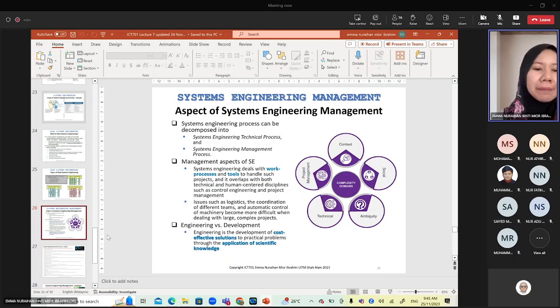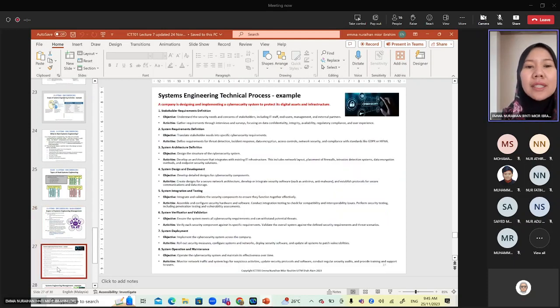Tu contoh dia. Okay? Ini ada bagi contoh ya, system engineering technical process relating to your cyber security. So bila you baca ni, you faham tak? I think this is what you have been doing all this while ya. Requirement, system requirements definition semua tu.